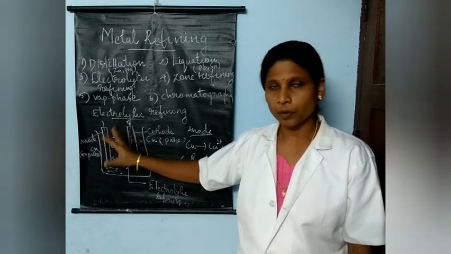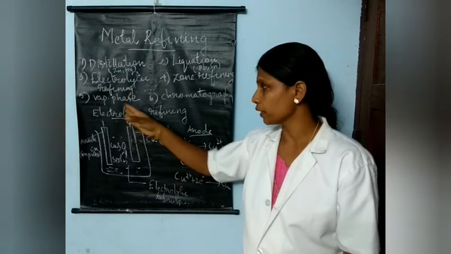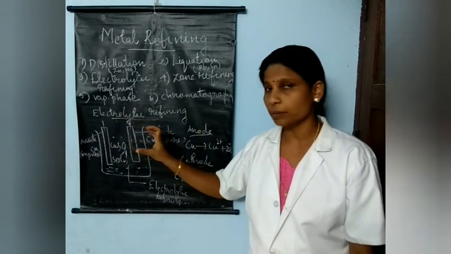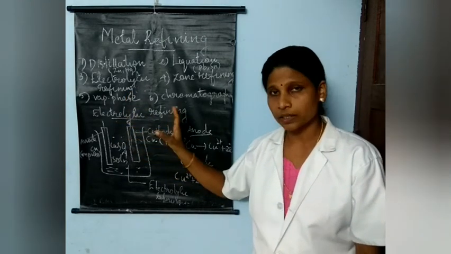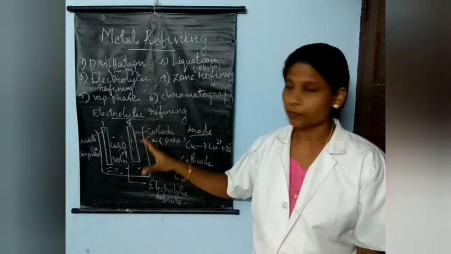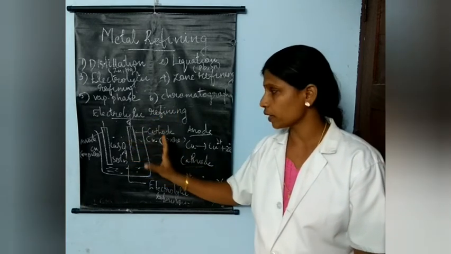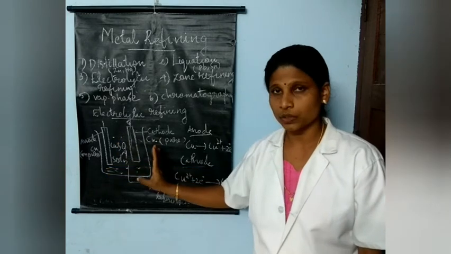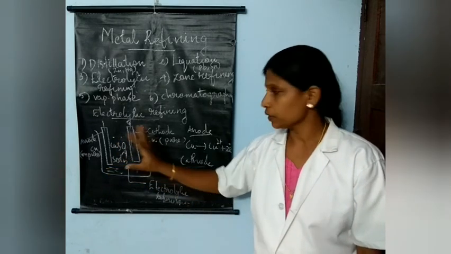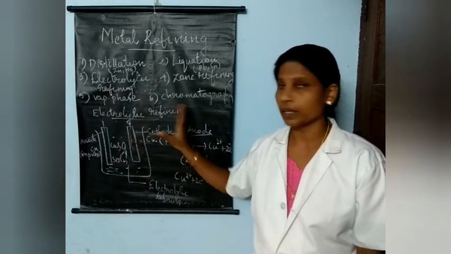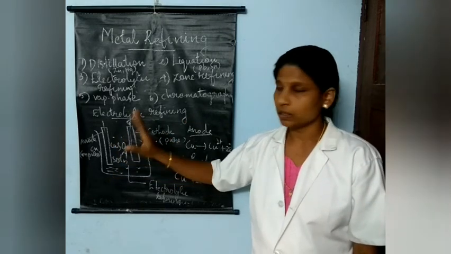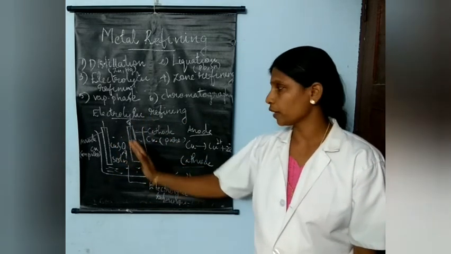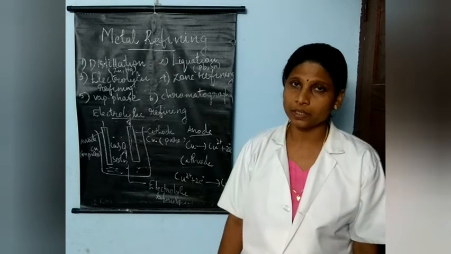Hope all of you got a clear idea about electrolytic refining. The principle behind electrolytic refining is electrolysis. Metals are electrolyzed with an anode, a cathode and an electrolyte prepared for it. Copper can be refined by the process of electrolytic refining.